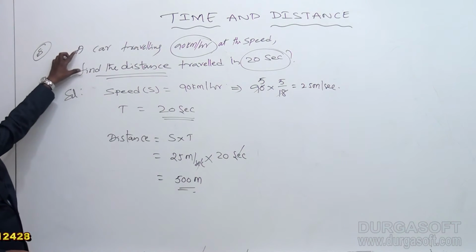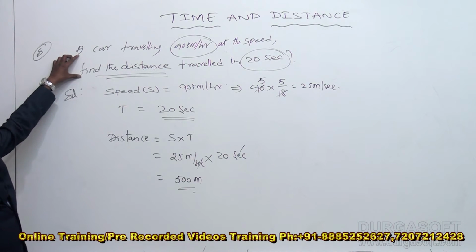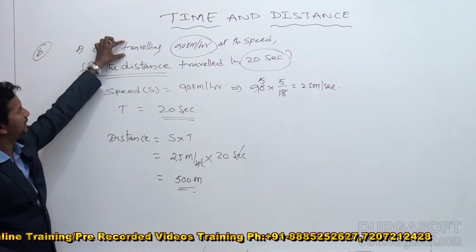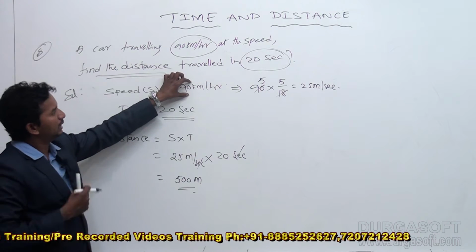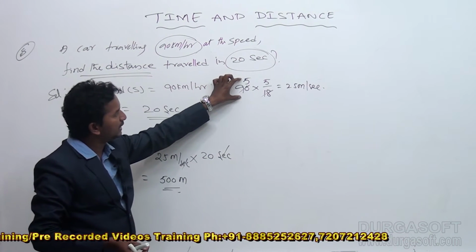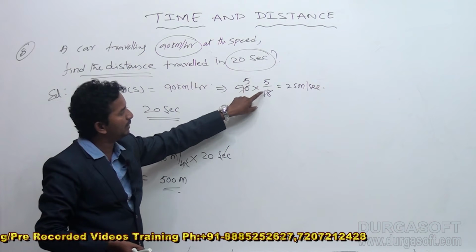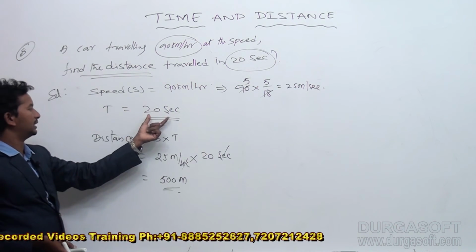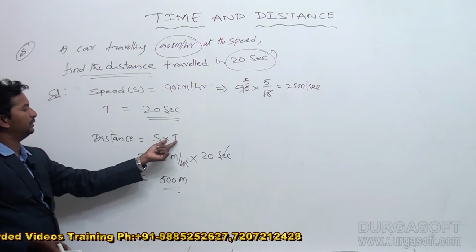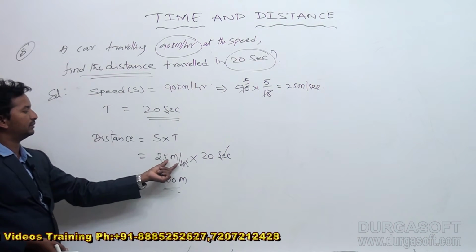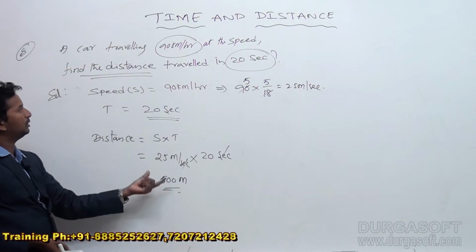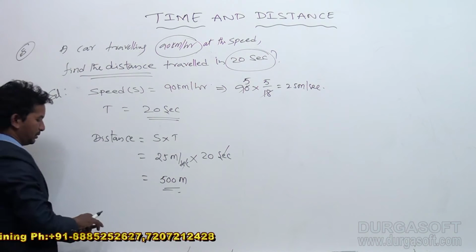Once again, a car is traveling at 90 kilometer per hour. Find the distance traveled in 20 seconds. The speed is converted into meter per second, 90 into 5 by 18, which is 25 meter per second. T is equal to 20 seconds. Distance is equal to speed into time, 25 meter per second into 20. The seconds are cancelled. The total distance is 500 meters.